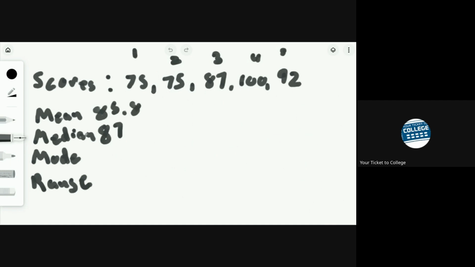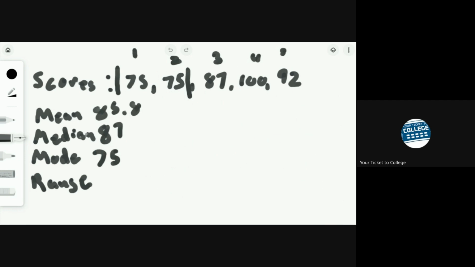So if you look at this data set, the number that appears most often for us is 75. So like I was saying, the teacher may say, on average, the class scored an 85.8, but the score that most people got was a 75.